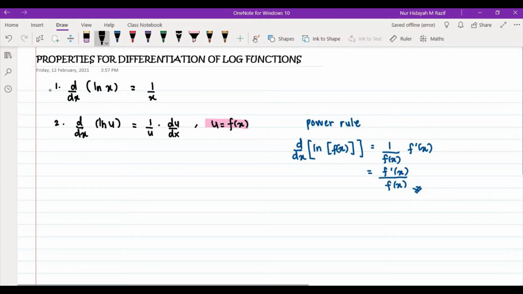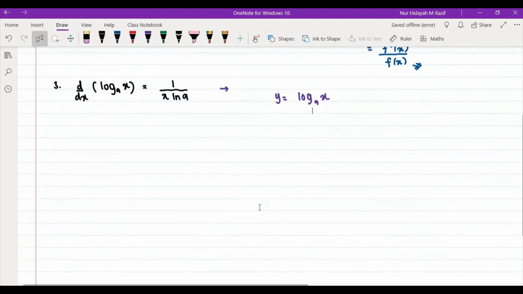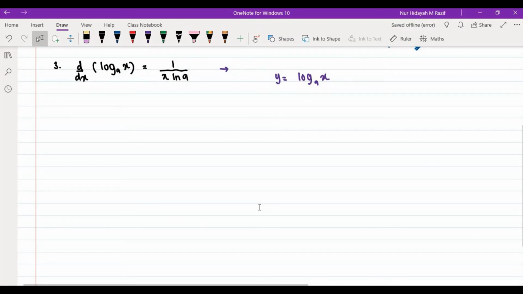For the third property, if you differentiate log x base a with respect to x, then what you are going to get is 1 over x multiplied by ln a. So how do we get this one actually? Let me explain. If you are given y is equal to log x base a, then to find the derivative, we cannot differentiate immediately and get the answer unless you remember these properties.